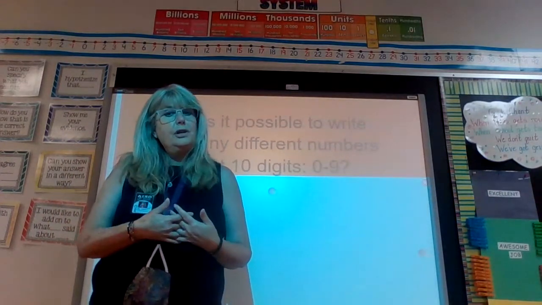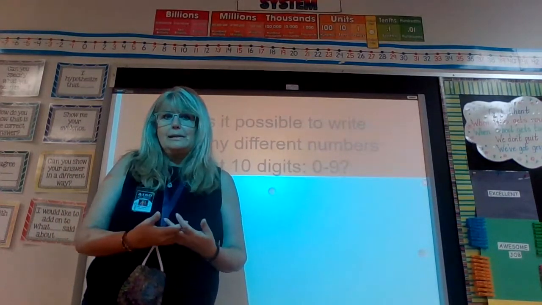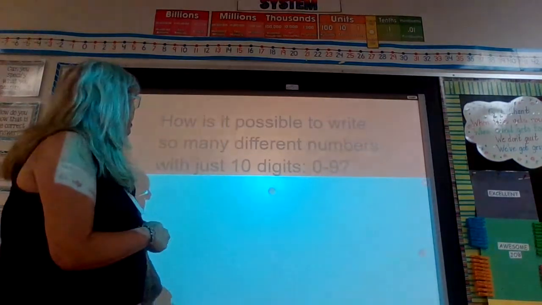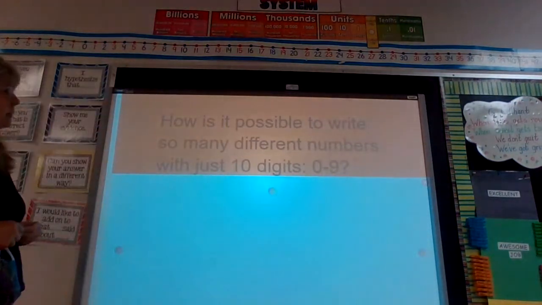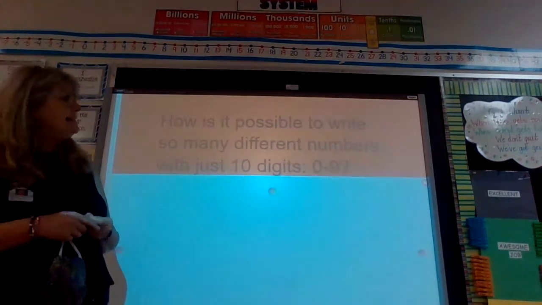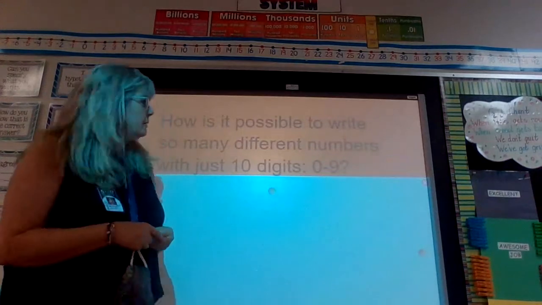going to show us that you know how to do this by correctly stating the place that each number is in. So I want you to look at this first question on my board, and it says, how is it possible to write so many different numbers with just 10 digits, 0 through 9?